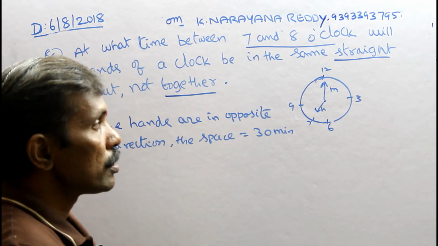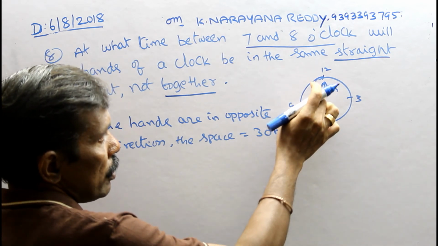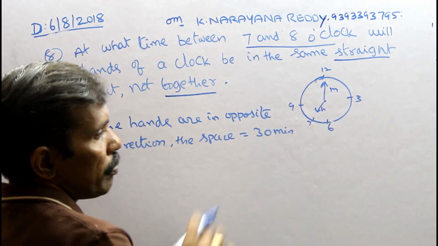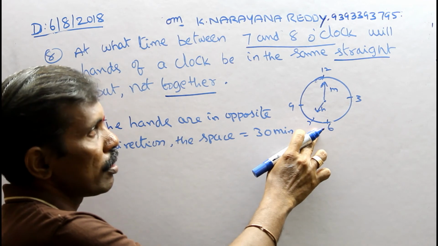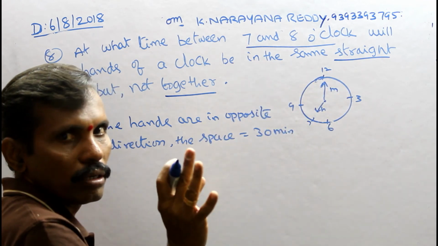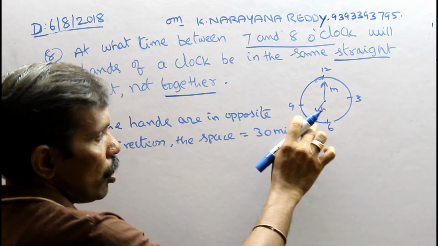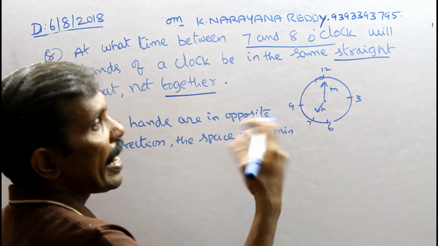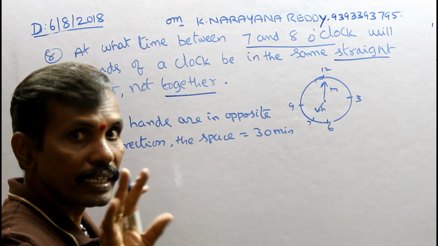Okay. Now 7 o'clock means what? This will not be 30 minute spaces. This will be about 25 minute spaces. Yes or not? So this is the 12 minute hand and our hour hand is at 7. This is 7 o'clock. But what is the space now? This is 30 minute spaces. So the minute hand has to gain 5 minutes. At that time those are in opposite direction.